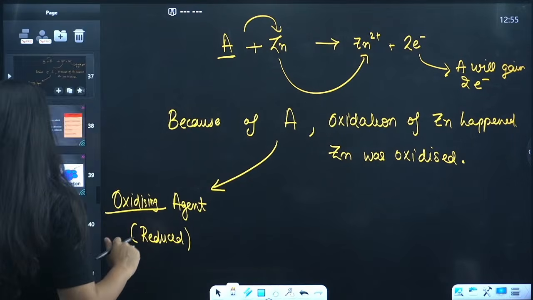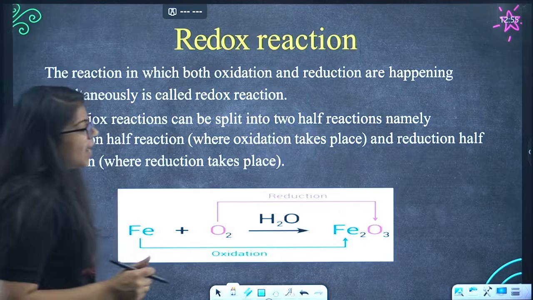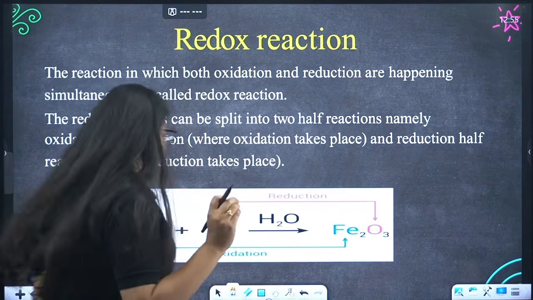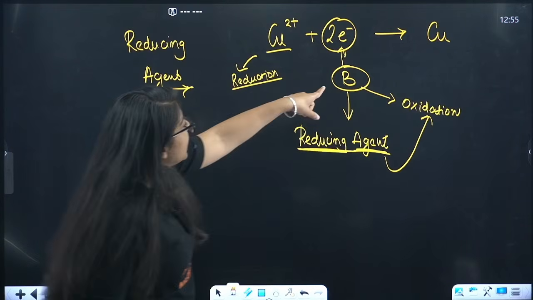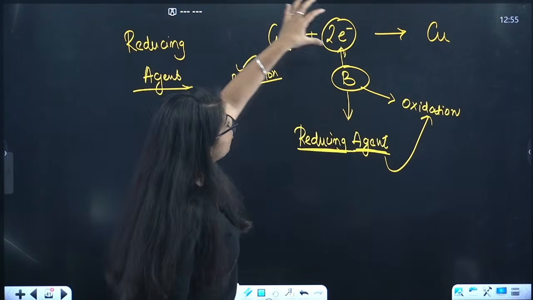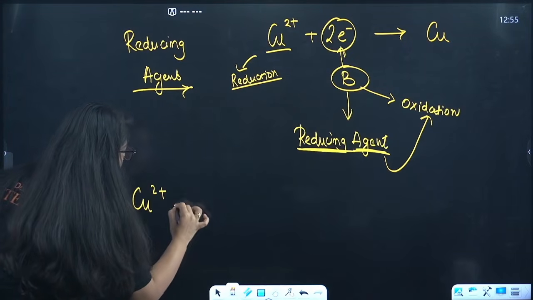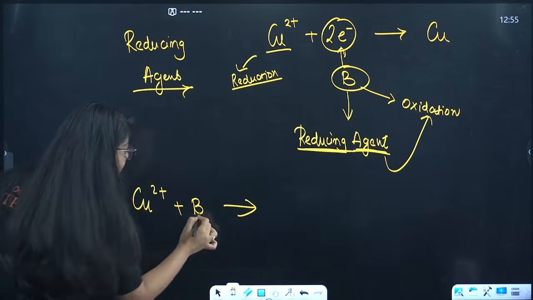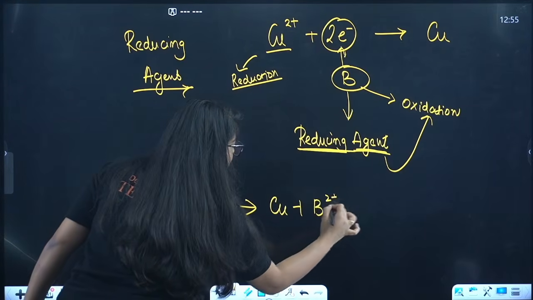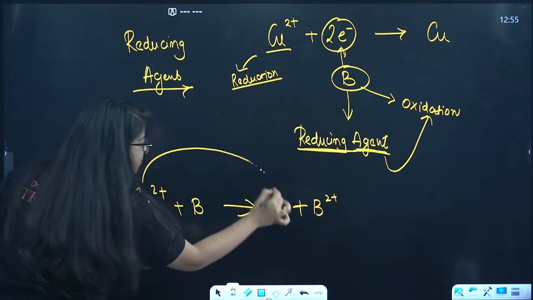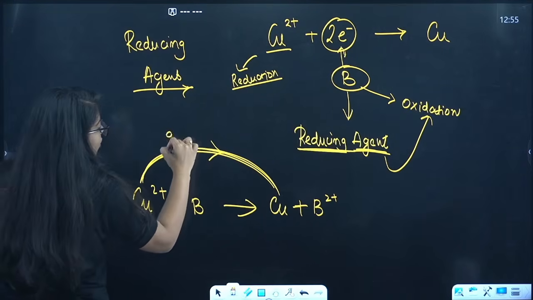It will be. Okay. Now let's move on to the redox reaction. Now beta, if you see this particular reaction, what is happening? This whole reaction is Cu2+ plus B. So what is happening? B is giving electrons, so Cu is gaining electrons, plus B is losing electrons. So at this part, Cu2+ to Cu, we are gaining electrons.